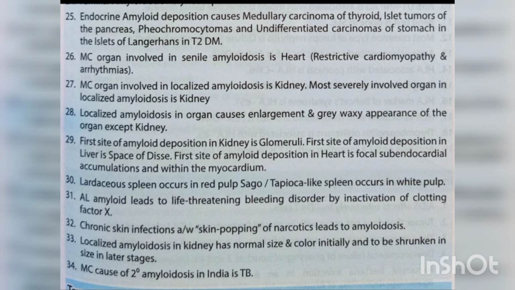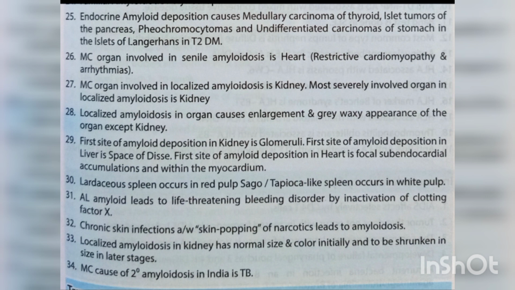Lardaceous spleen occurs in red pulp. Sago or tapioca-like spleen occurs in white pulp. AL amyloid leads to a life-threatening bleeding disorder by inactivation of clotting factor 10. Chronic skin infections associated with skin popping of narcotics lead to amyloidosis. Localized amyloidosis in kidney has normal size and color initially, and is shrunken in size in later stages.